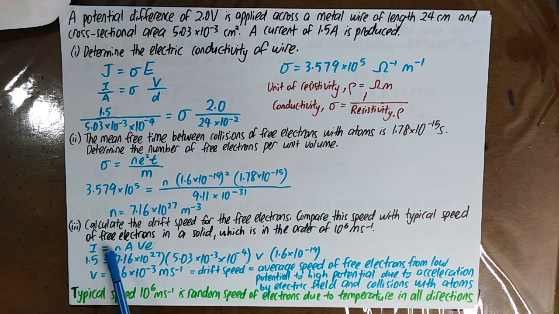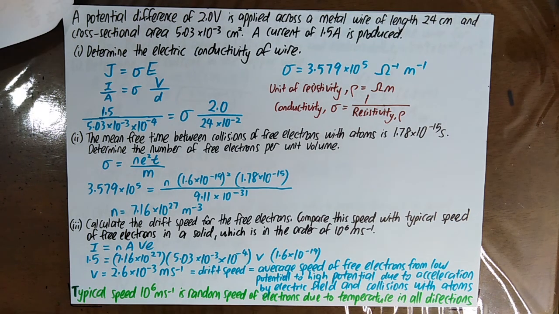From I equals nAve, you can finally get the value for the drift velocity. The drift velocity is the average speed of free electrons from low potential to high potential due to acceleration by the electric field and collisions with atoms. I need to remind you that the drift velocity is very small compared to the typical speed.